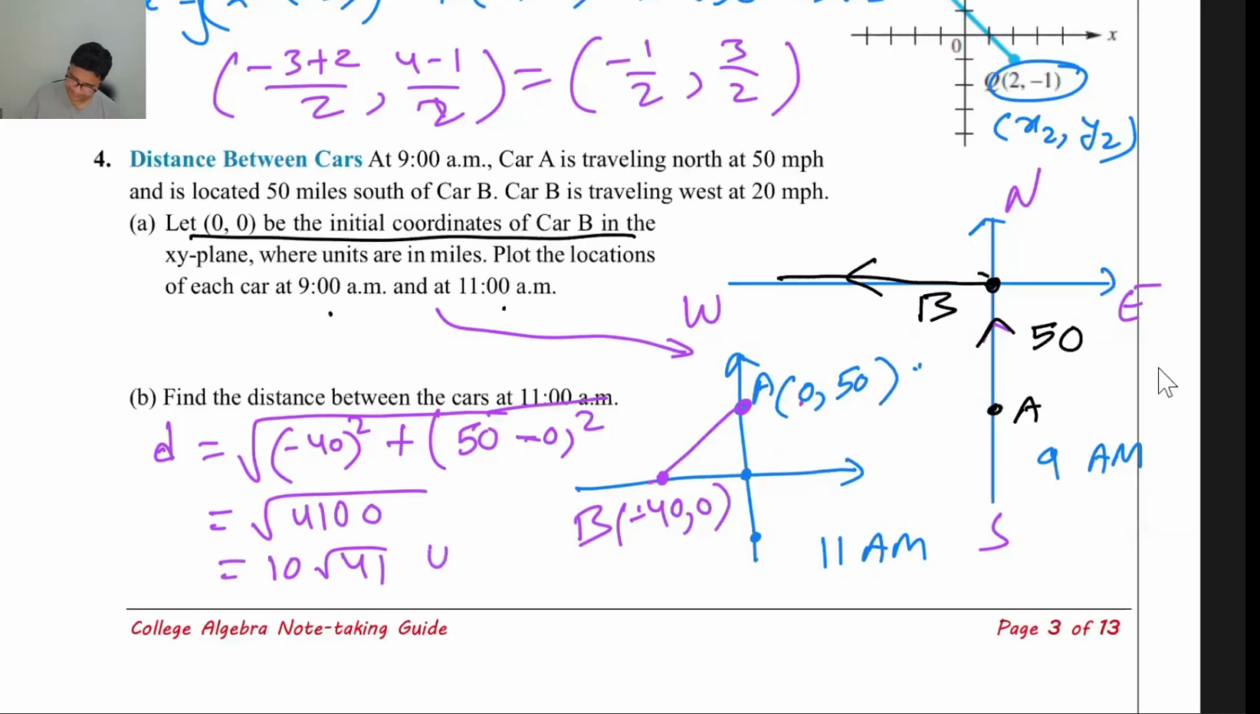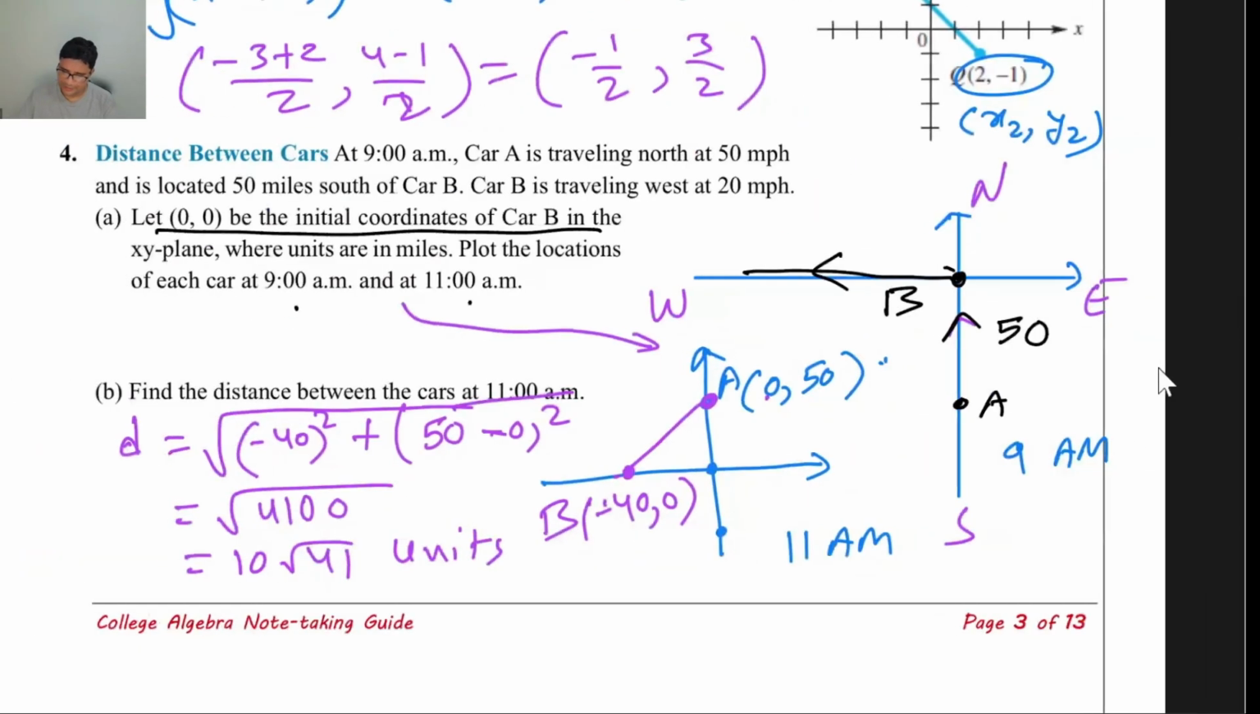Okay, units. Now, unless the question asks, you leave it like that. If you have to do 2 decimal approximation, then you use a calculator, okay, and do the approximation. All right.